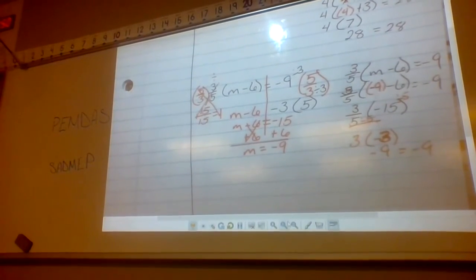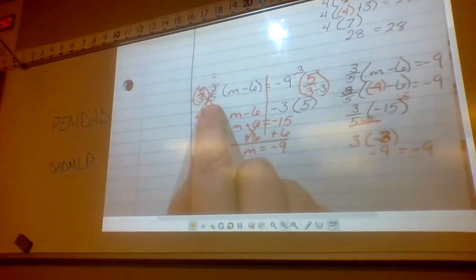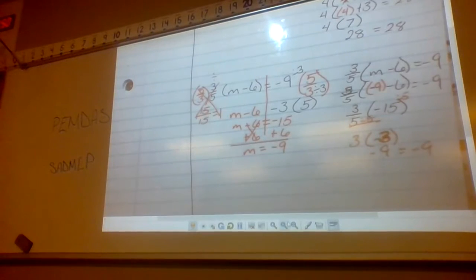So when you have a fraction outside of the parentheses, as long as it's a nice problem, you get rid of the fraction from the beginning, and then when you check, you only worry about it at the end. Okay? Any questions? No. All right?